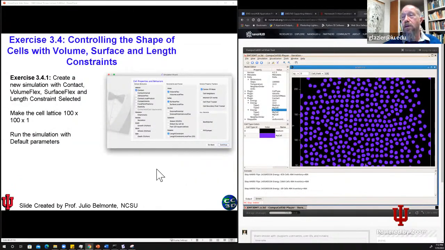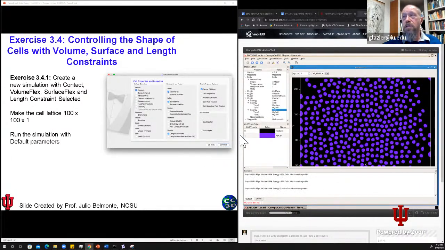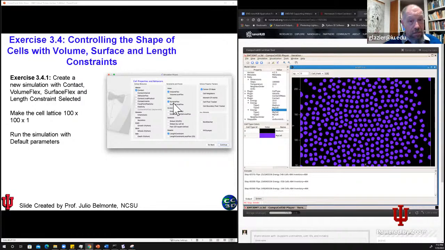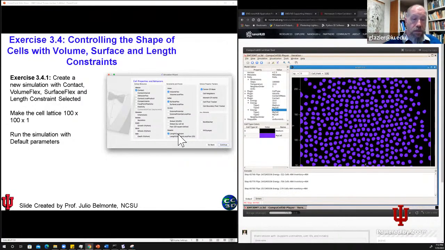So let's now do a simulation in which, in addition to the surface energy, we're going to control the surface area. And these things, as I mentioned, are related but not identical. And then also a length constraint, and we'll play around with that a little bit.